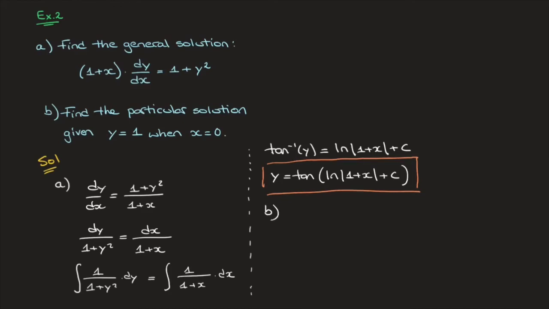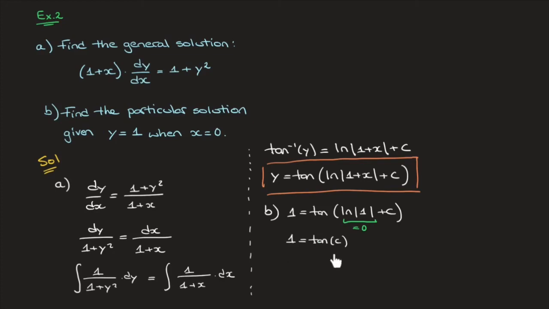And here we have to find a particular solution to this differential equation given y is equal to 1 when x equals 0. Well, just as for the previous example, all we have to do is copy the general solution that we just found, but we'll replace y by 1 and x by 0, and we'll then solve for c. So that would be 1 equals tan of (ln of the absolute value of 1 plus 0, so that's just ln of 1, plus c). But since ln of 1 is equal to 0, this becomes 1 equals tan of c.